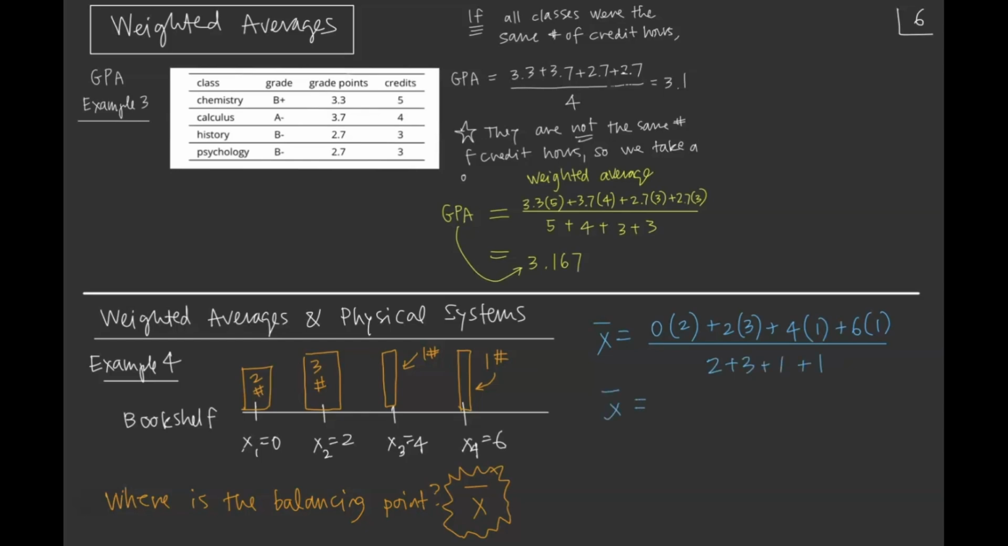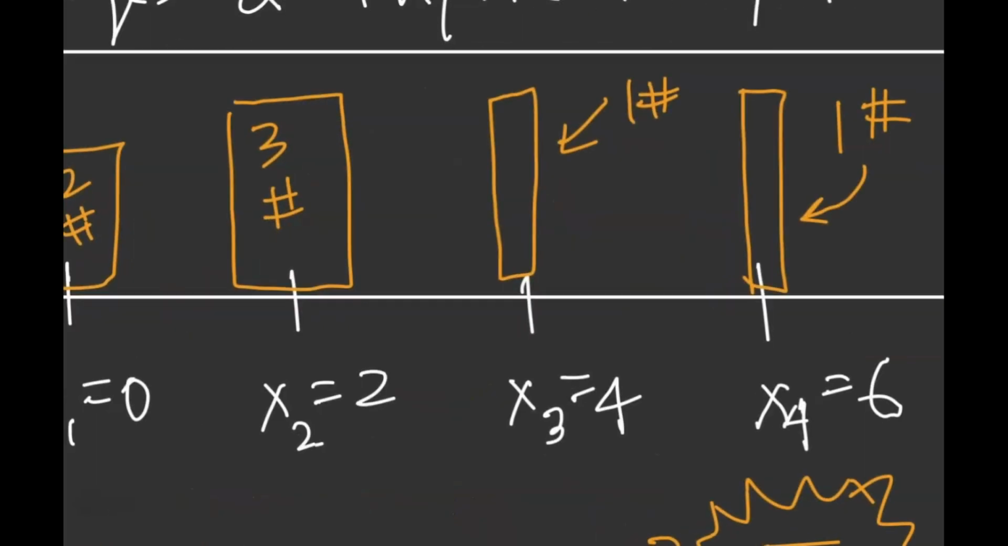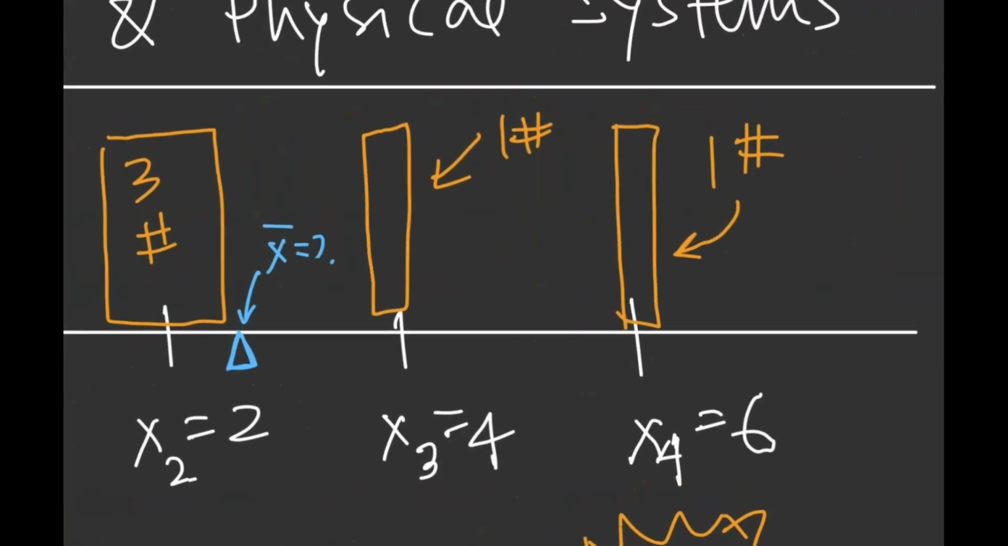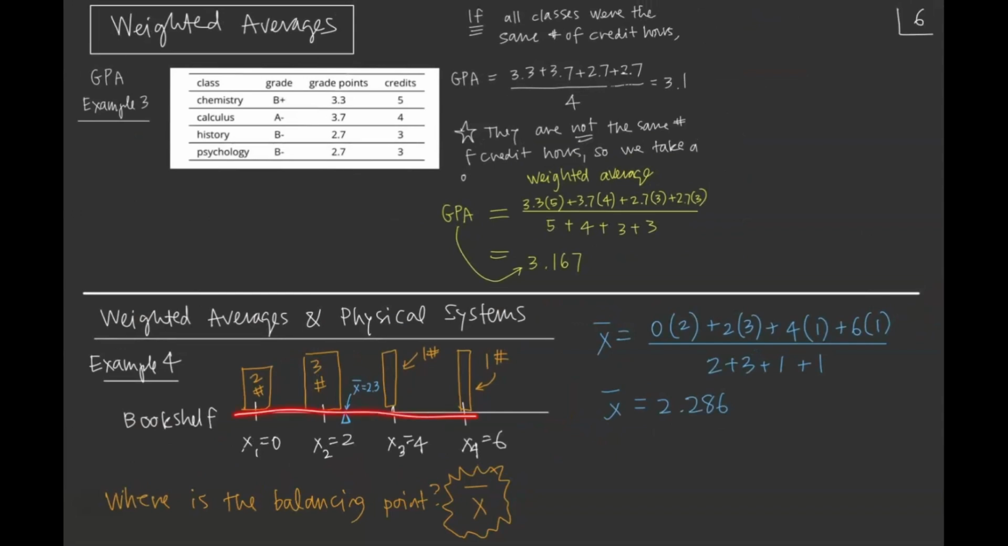And we find out that X bar is 2.286. So right about here is the balancing point for this bookshelf. So this is X bar, which we'll say is about 2.3. If this bookshelf is 6 units long and everything was evenly distributed, it would be right at x equals 3, but it's not. There's heavier things over here.